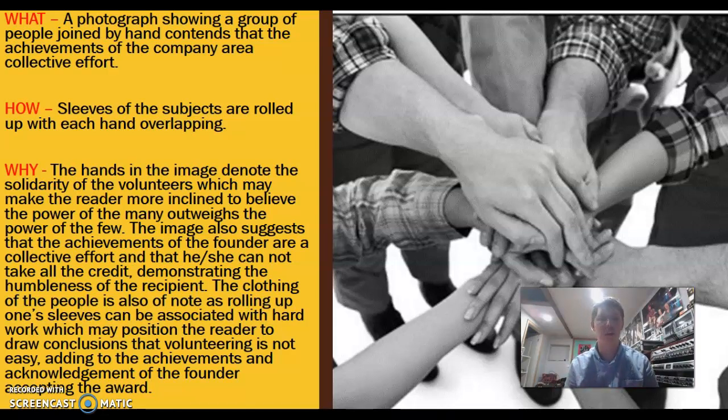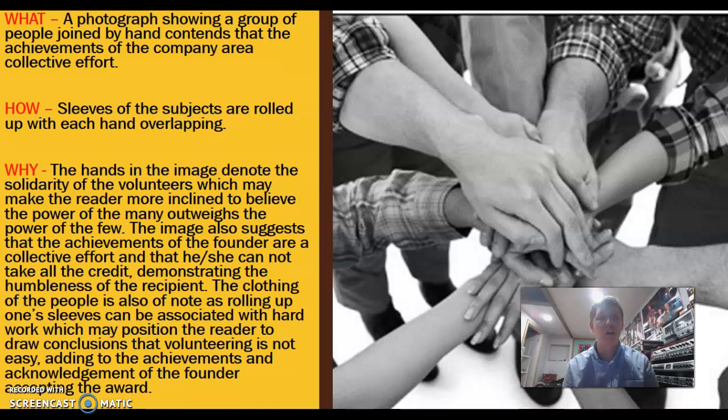helping the broader community. The clothing of the people is also of note, as rolling up one's sleeves can be associated with hard work, which may position the reader to draw conclusions that volunteering is not easy, adding to the achievements and acknowledgement of the founder accepting the award. So just from those two things, we're able to interpret how that may make the reader feel and why the person accepting the award may choose to use that image in the background.